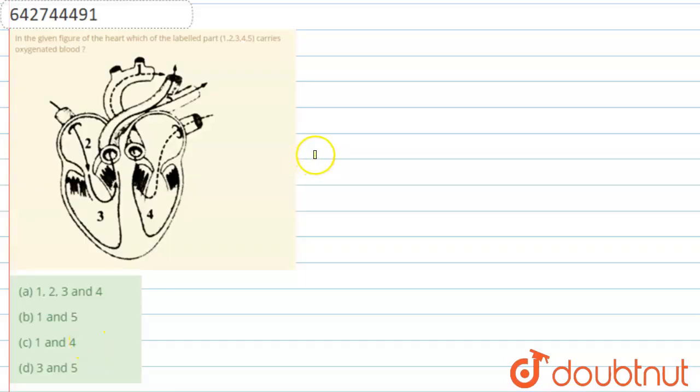Hello everyone. So the question over here is, in the given figure of the heart, which of the labeled parts 1, 2, 3, 4 and 5 carries oxygenated blood? So we have been given a cross-sectional image of the human heart and the parts of it are labeled as 1, 2, 3, 4 and 5. We have to identify which of these parts carries oxygenated blood.